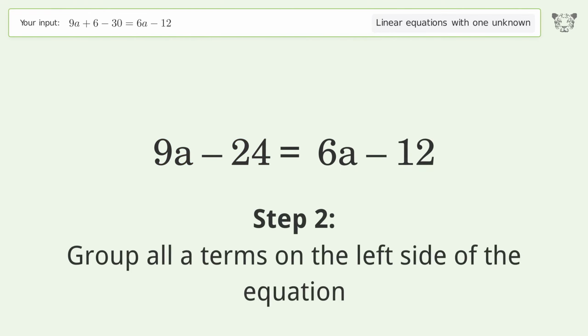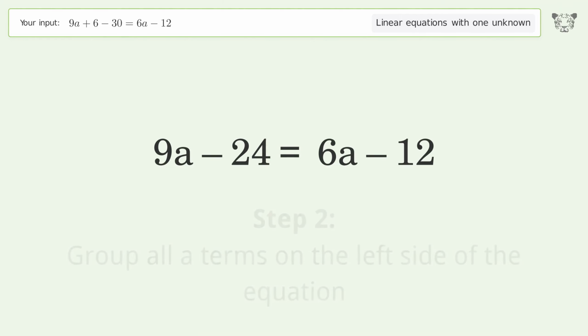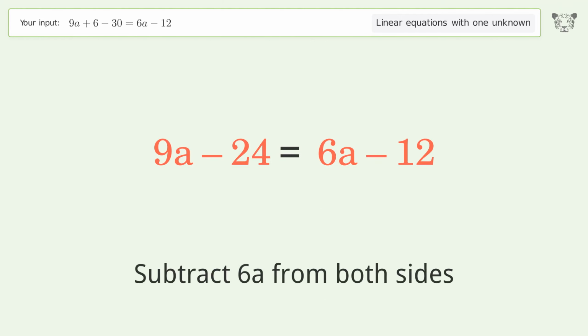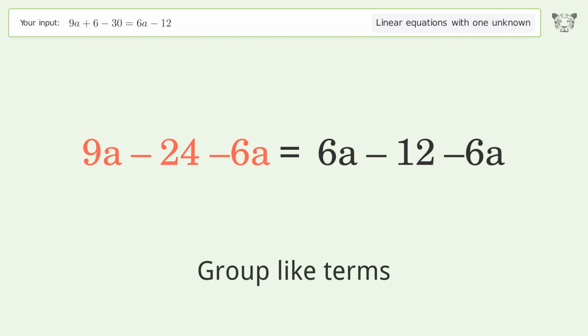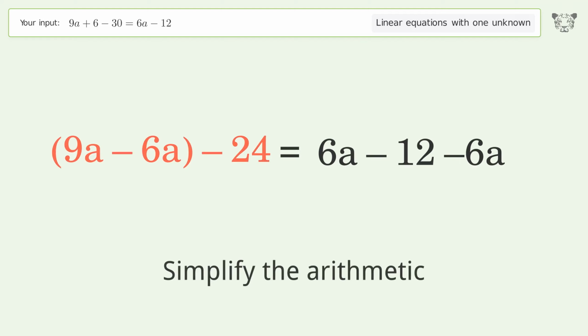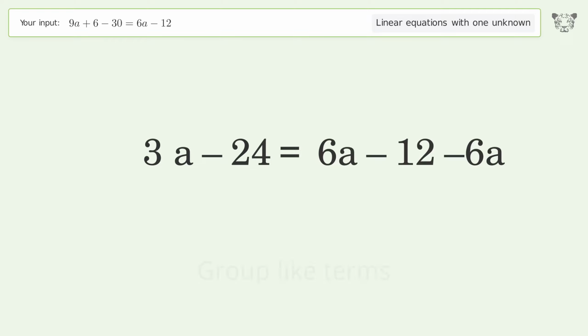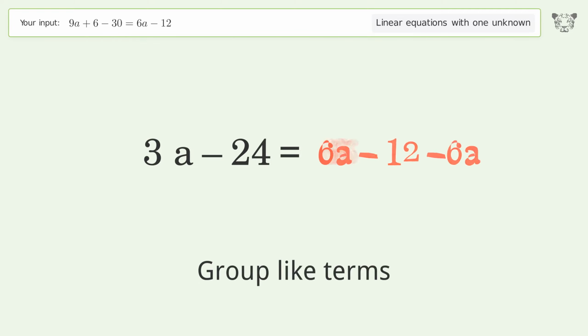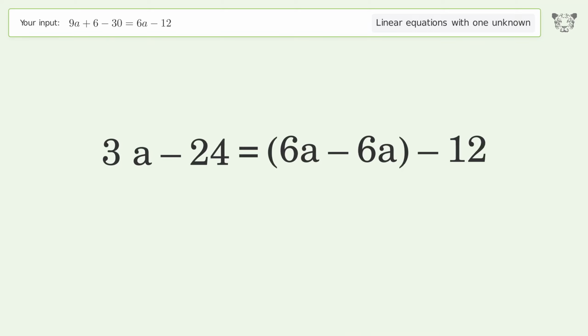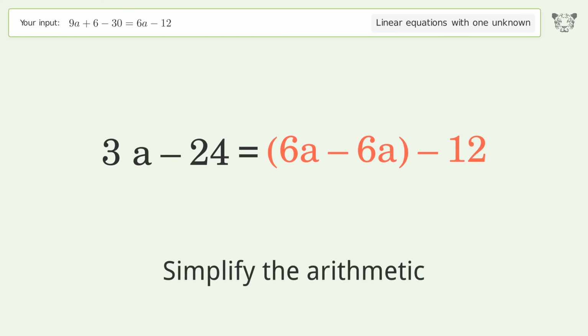Group all a terms on the left side of the equation. Subtract 6a from both sides. Group like terms. Simplify the arithmetic. Group like terms. Simplify the arithmetic.